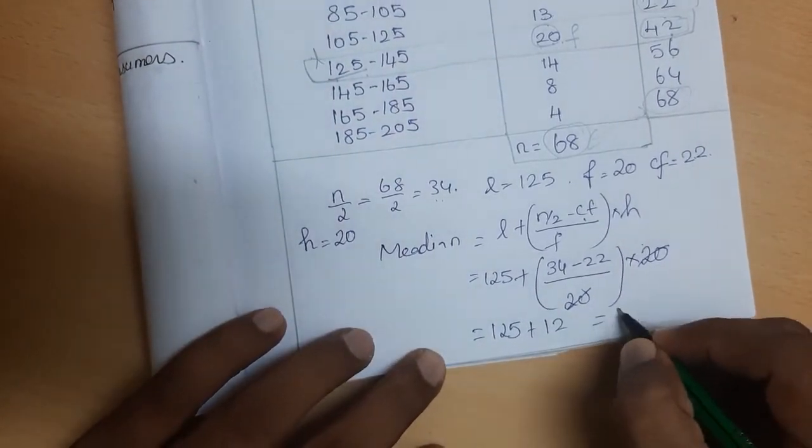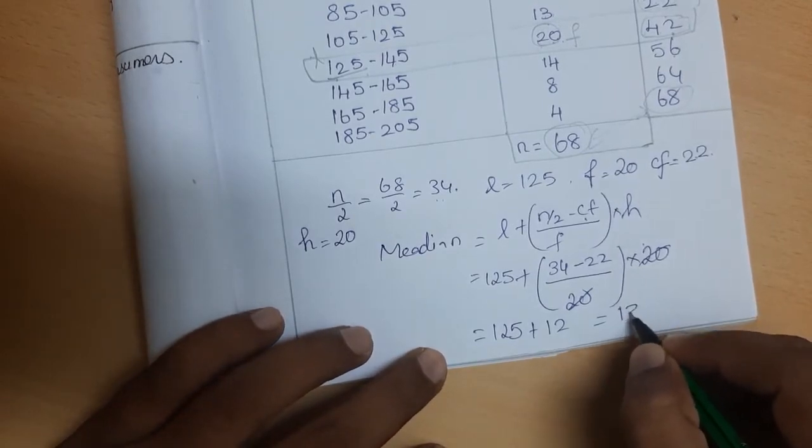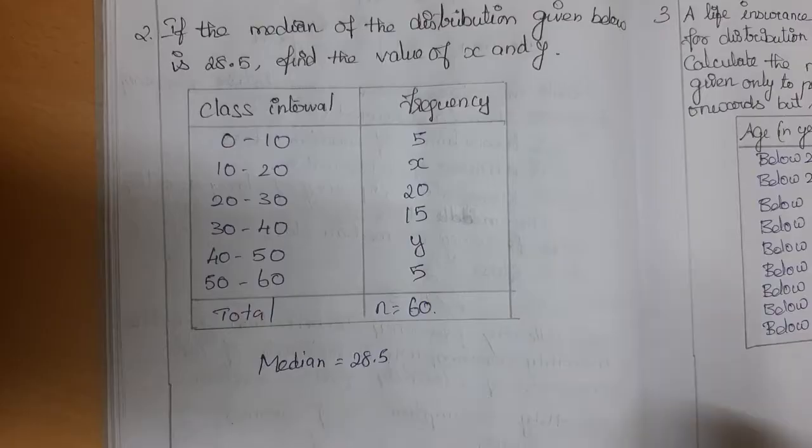So if we add 125 plus 12, we will be getting 137. So this is our median. We go for the next problem.